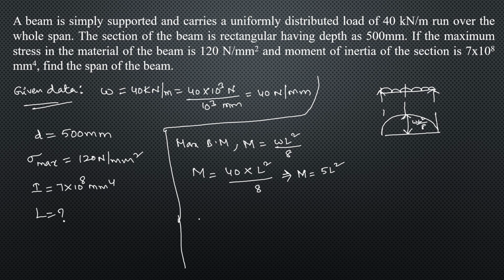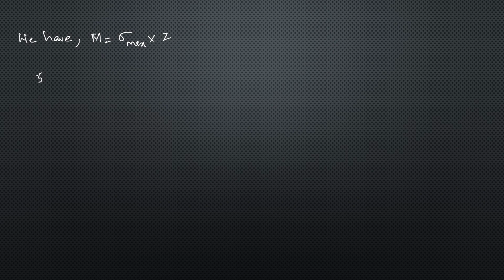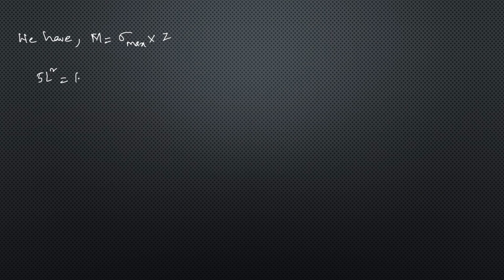Now we will take the equation for maximum bending moment or moment of resistance according to our section modulus. Okay, so we know that M is equal to sigma max into Z. So this is a relationship between the maximum bending moment or moment of resistance and bending stress and section modulus. So we will take this relation. So from here, what is the value of M? 5L square. So 5 into L square is equal to, what is the value of sigma max? 120. 120 into Z. So here we don't know the value of Z.